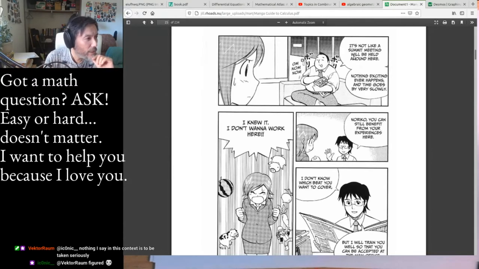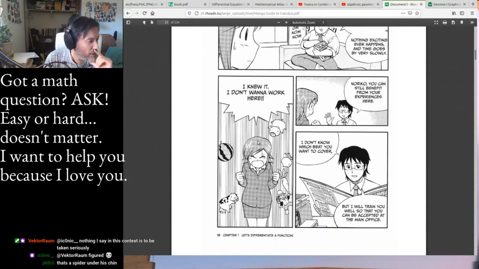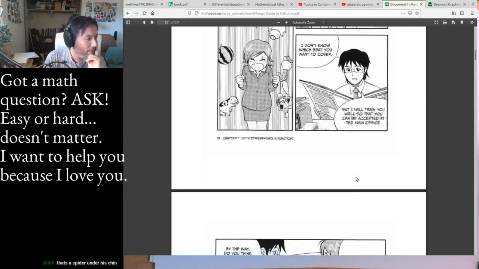It's not like a summit meeting will be held around here. Nothing exciting ever happens, and the time goes by very slowly. I knew it. I don't want to work here. Melons, pigs, produce, radishes, carrots, farmers, cows. Noriko, you can still benefit from your experiences here. I don't know which beat you want to cover, but I will train you well so that you can be accepted at the main office.